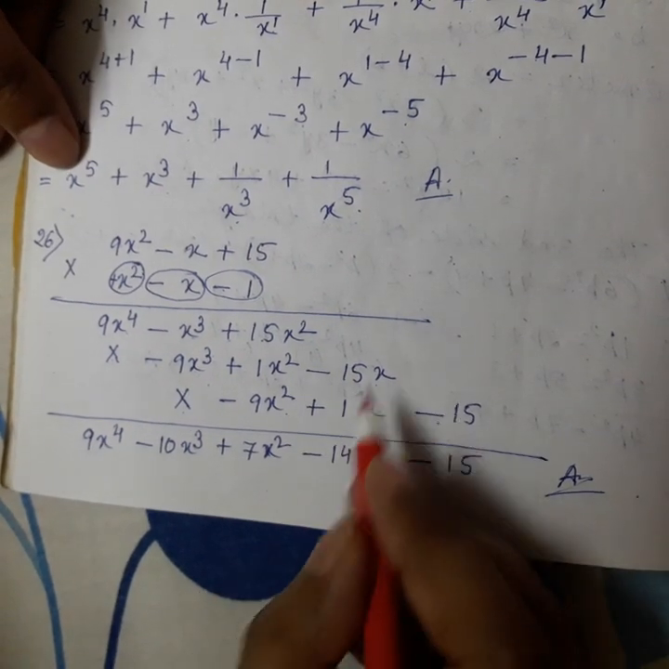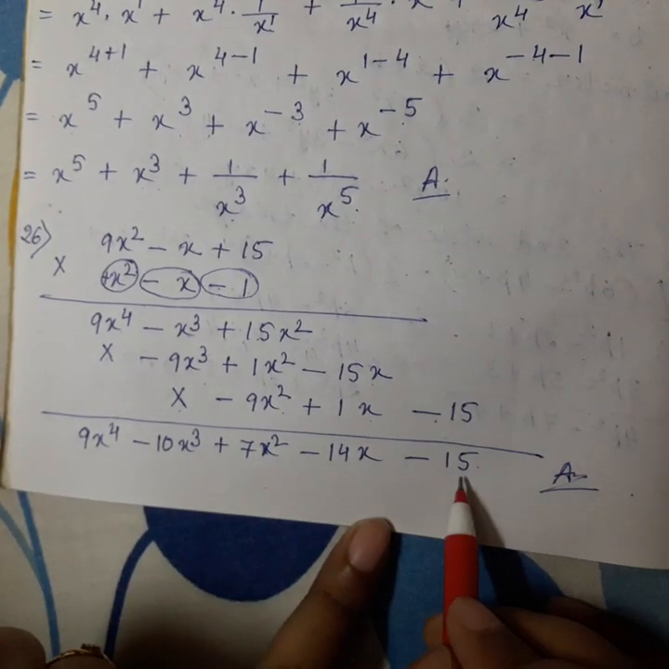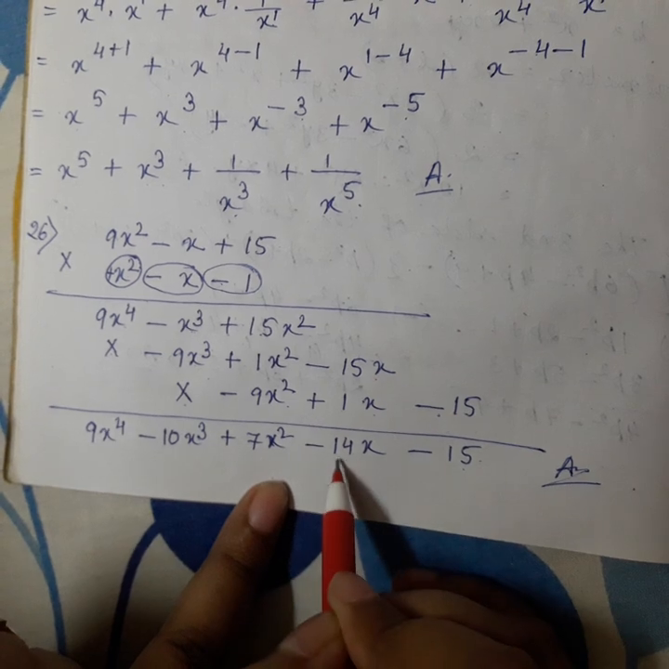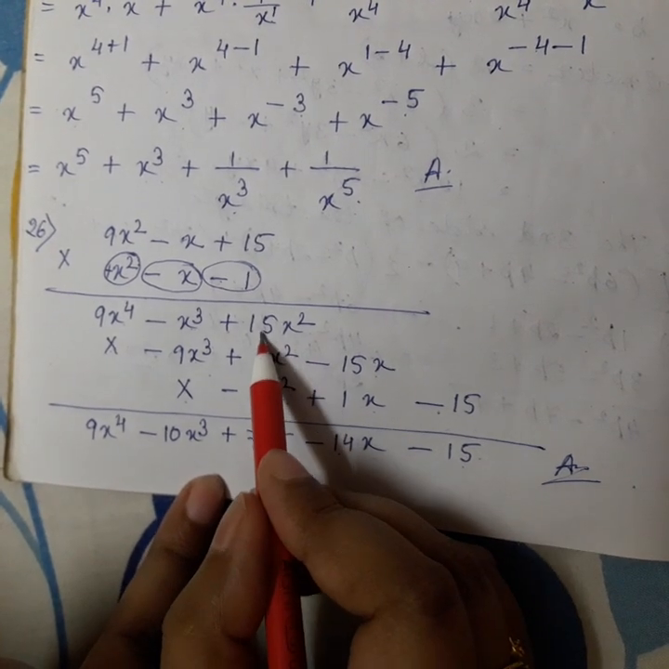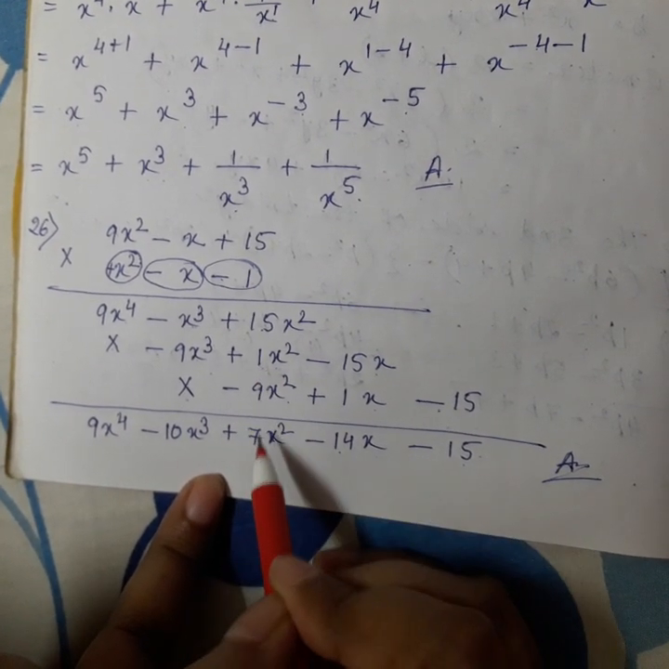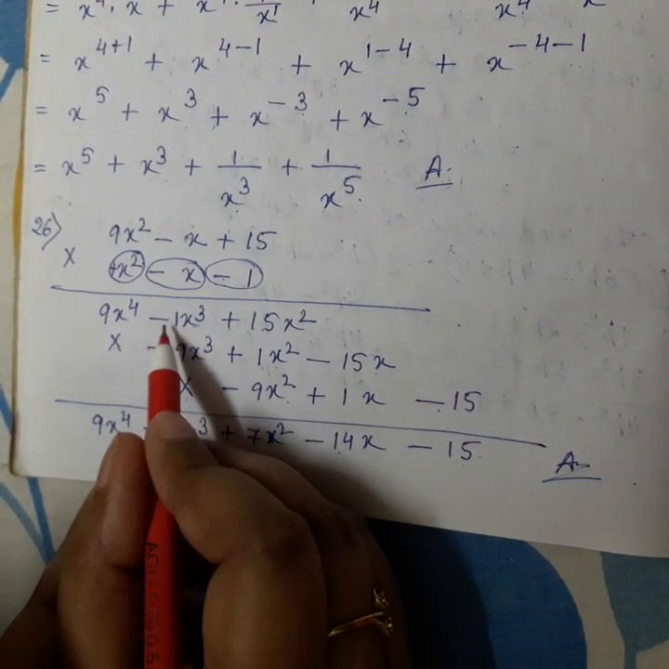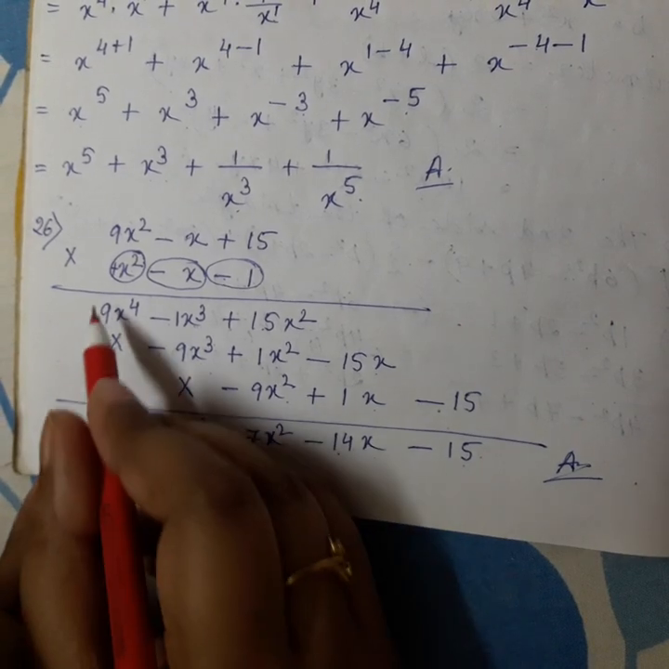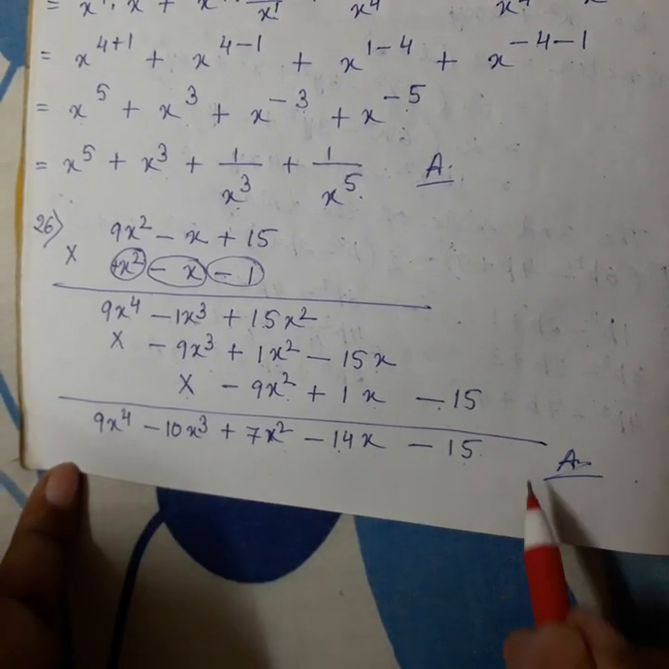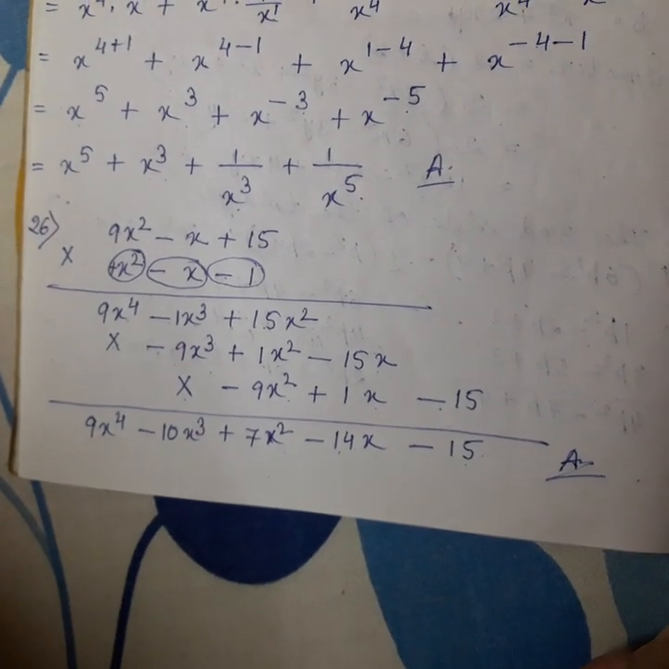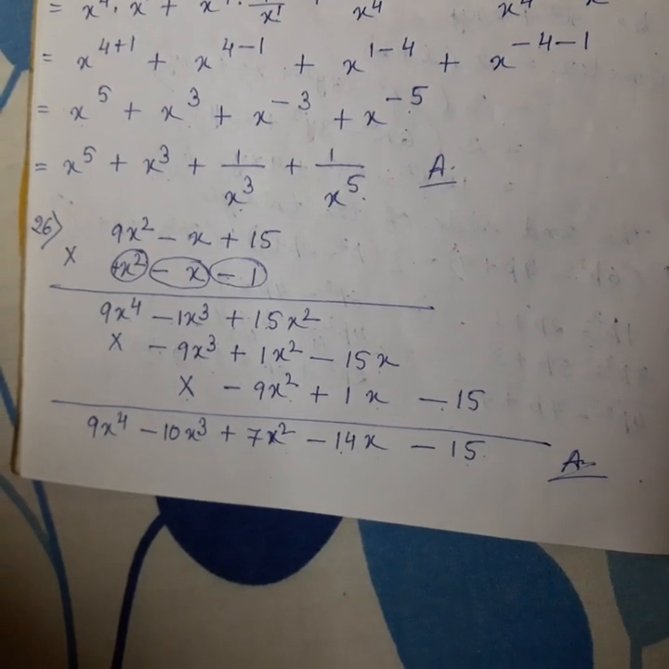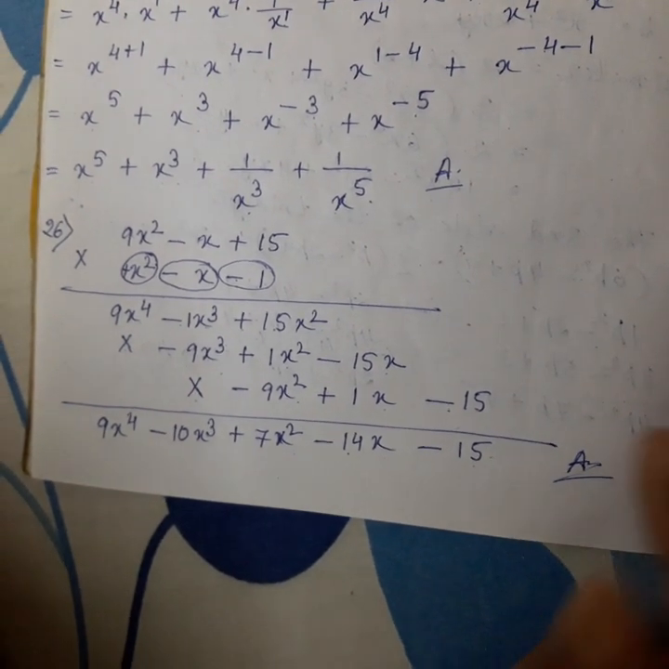Then you know that these three steps you have to add. So minus 15 plus 1 means minus 14x. Here 15 plus 1 is 16, 16 minus 9 is 7x square. Here nothing means 1 I can put. So minus 1 minus 9 is minus 10x cube and 9x to the power 4. So in that way you have to do the multiplication. Or if you want to apply the row method, you can apply it.